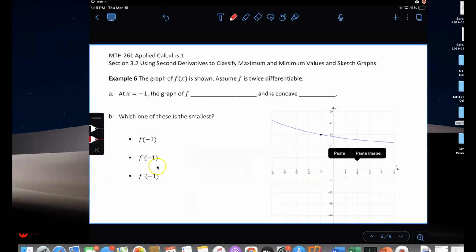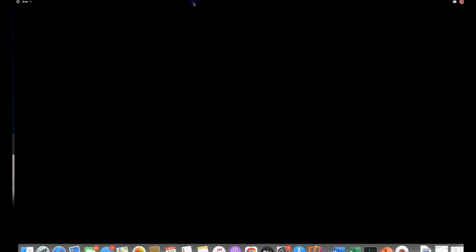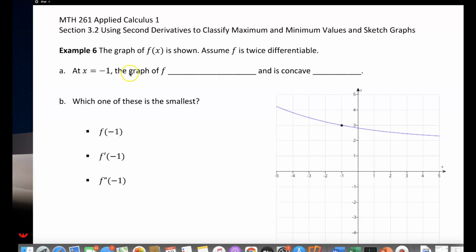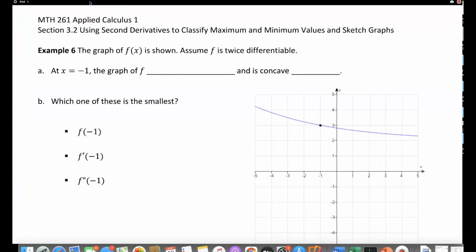All right, in example 6, the graph of f of x is shown here. Assume f is twice differentiable, which means we can find the derivative twice. We can find the first derivative and the second derivative.